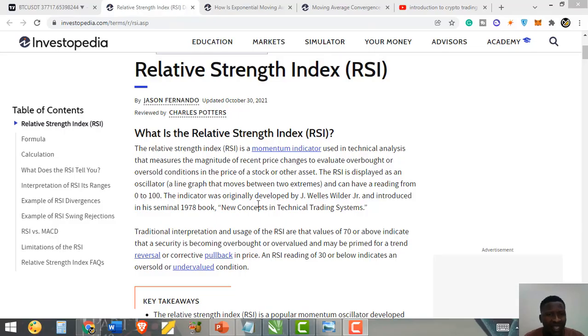All right, so firstly, what is relative strength index? The relative strength index, which is the RSI, is a momentum indicator used in technical analysis that measures the magnitude of recent price changes to evaluate overbought or oversold conditions in the price of a stock or asset, cryptocurrency, currency pair, and all that. Now, that's a basic explanation of what the relative strength index is. Now let's go to our chart.